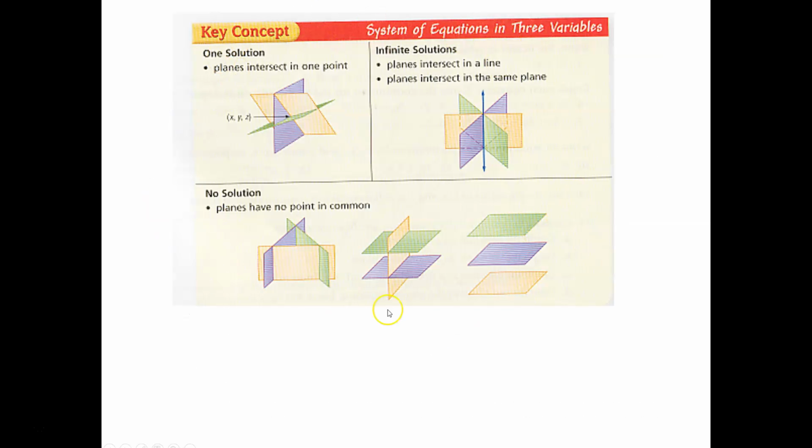So here we have a picture for those of you who are visually inclined. If you're like me and this is just intimidating, don't worry about it because we aren't graphing them. But if you're a visual person and you want to know what one solution looks like, it's where three planes intersect. Infinite solutions is where they intersect at a line, and no solutions could be one of these three situations where they don't have a point in common to all three planes.